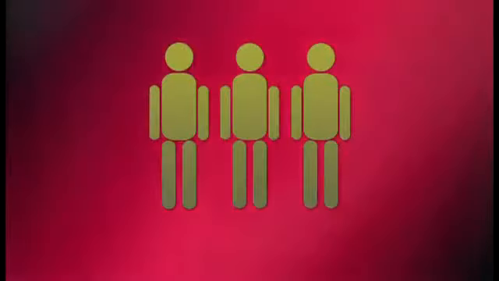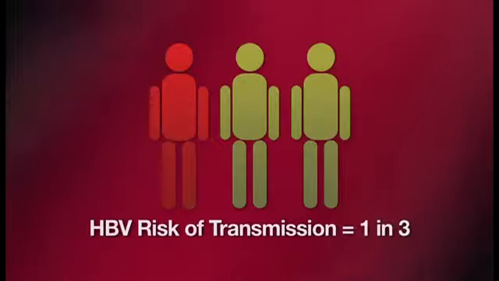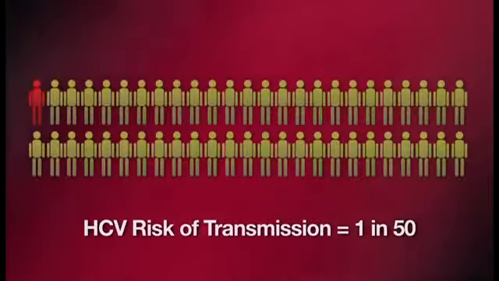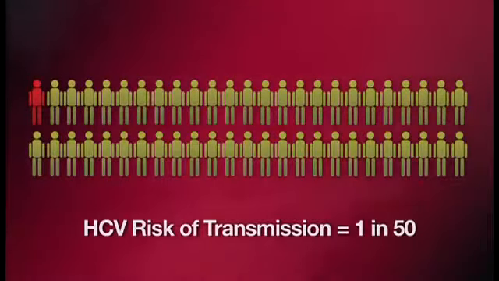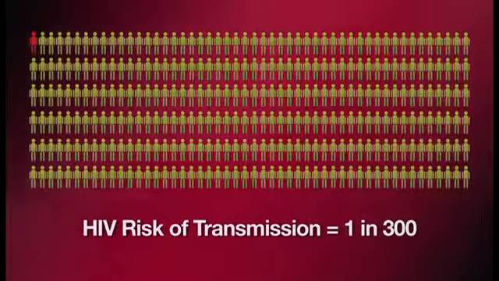Of the three major bloodborne pathogens, HBV is the most contagious, with about a 1 in 3 chance of getting infected from being exposed. HCV has the next greatest risk of transmission, about a 1 in 50 chance of getting infected. Comparatively, HIV is much less contagious than either hepatitis virus, with a risk of transmission of about 1 in 300.